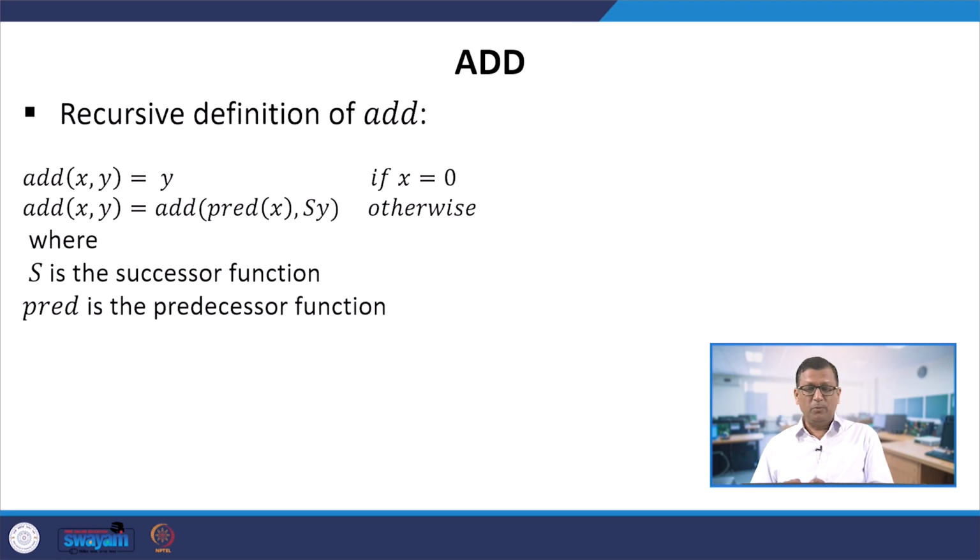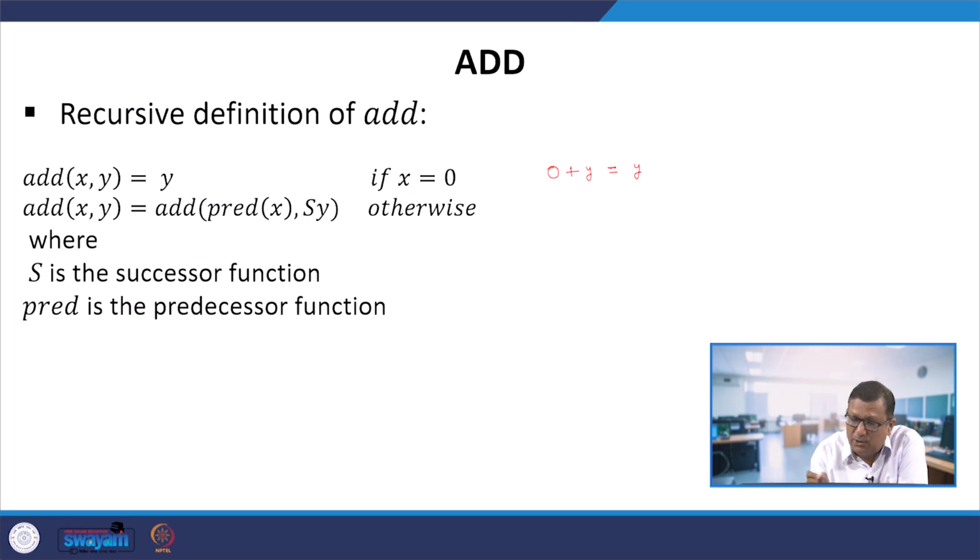This will be useful when we define our first function, the addition function. So add x, y: we say if x is 0, that means if you add two numbers and one of them is 0, then 0 plus y, here we are not using the plus symbol, we are writing add, will give us y.